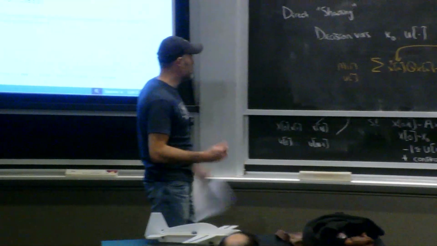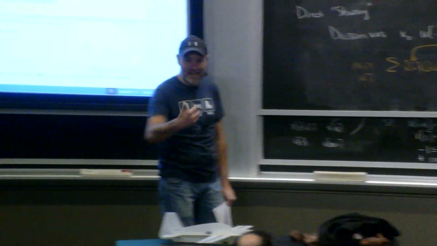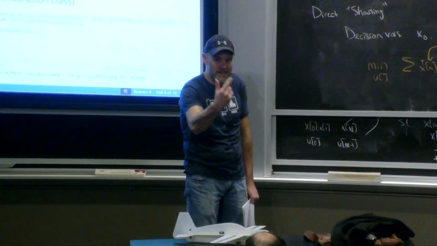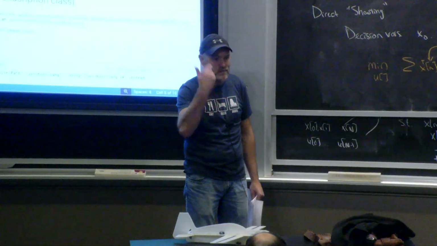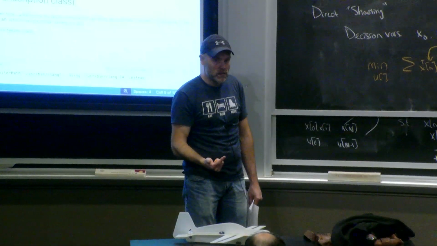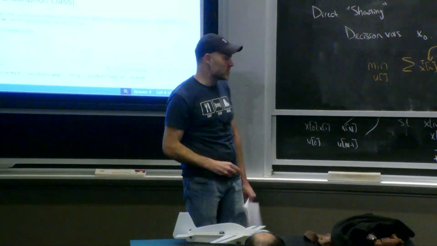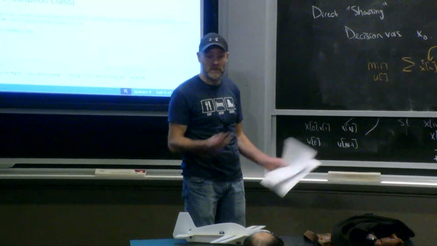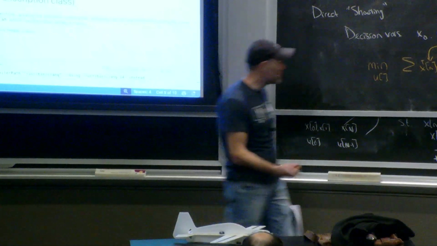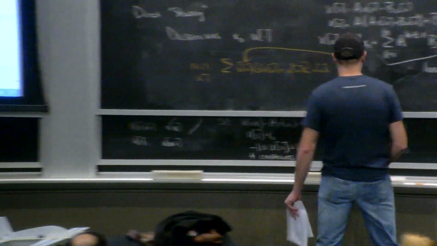So that seems good, right? That's called the direct shooting method. It has fewer decision variables, fewer constraints. Seems only good. It's not only good. There are some cases where it's better, and some cases where it's not better. So what could be wrong with it? We're going to have you explore this a little bit on the PSET.